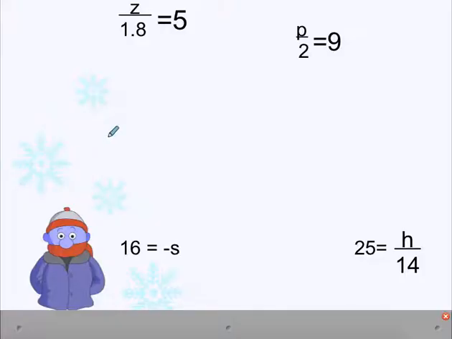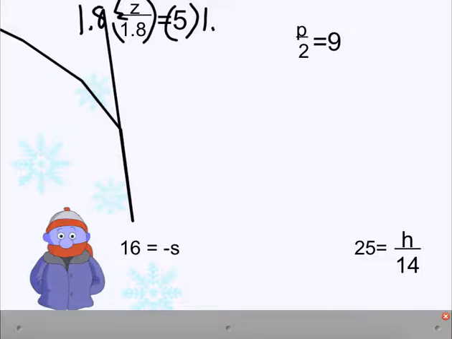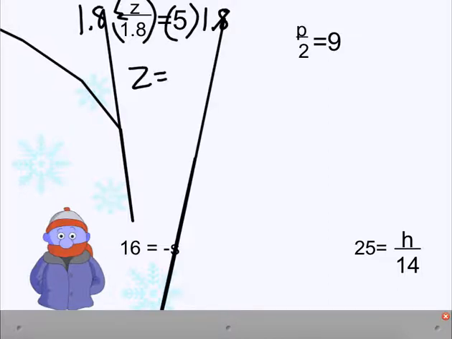Let's try some other ones. Now, instead of having multiplication problems here, we actually have division problems. So to undo those, I'm going to need to multiply. So in z divided by 1.8, since I divided by 1.8, I'm going to multiply by 1.8 on each side, which means that I get z is equal to 9.